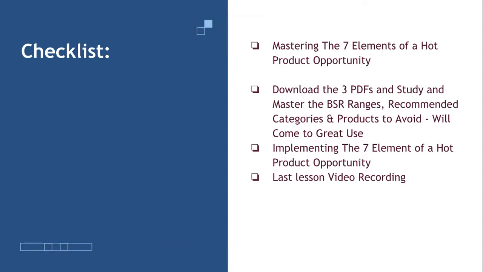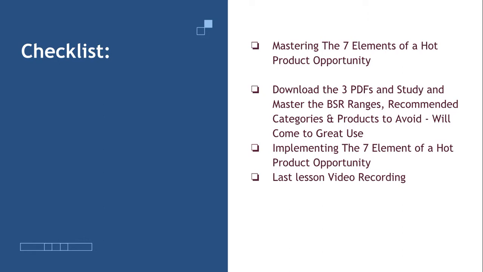I also hope you have the 3 PDFs which I told you to download, which have the recommended categories, products to avoid, and the BSR ranges. For those of you interested in whichever category you want to sell in, always look at the BSR ranges, look at what those ranges recommend, and how you're going to look for products within those ranges, and then you're going to sell them.